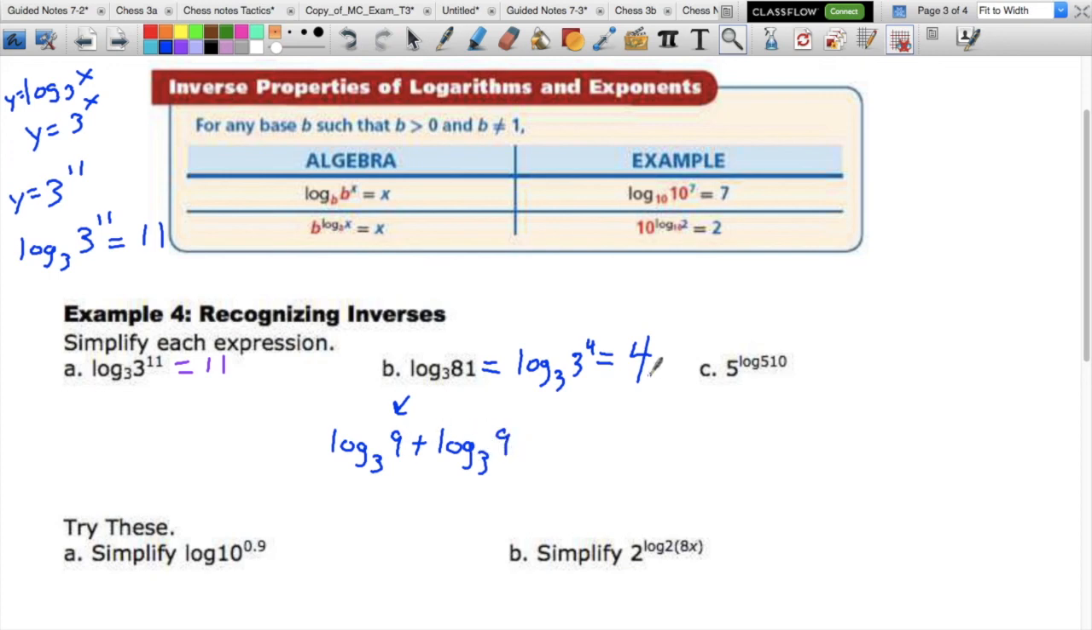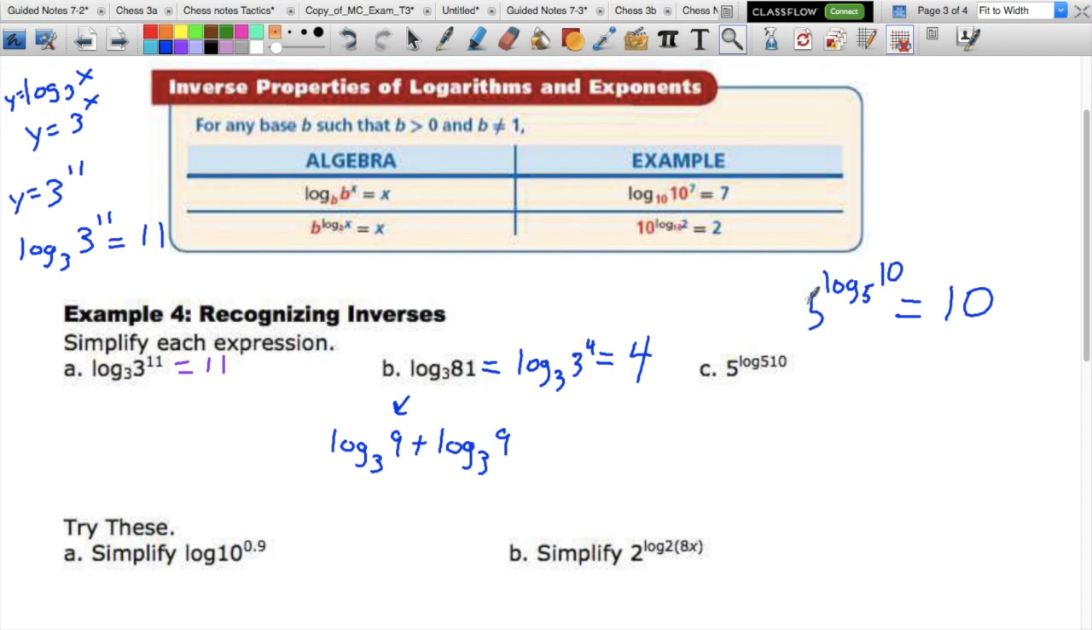So you can break it down that way too. You can use your log properties to look at it a different way and say, well, this is 81, I know that's 9 times 9, or 27 times 3. Okay, this one is 5 to the log base 5 of 10. You know what they do? They undo each other. 5 to the log base 5, whatever's in there is going to be my answer, because they're inverse operations. So the answer is going to be 10.